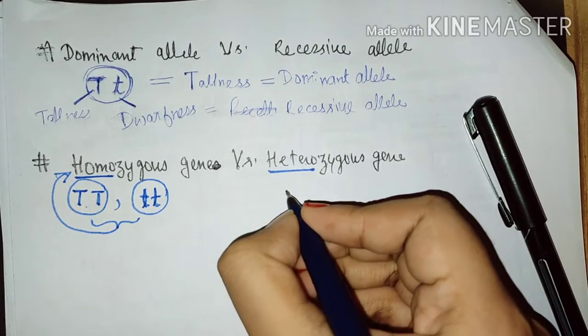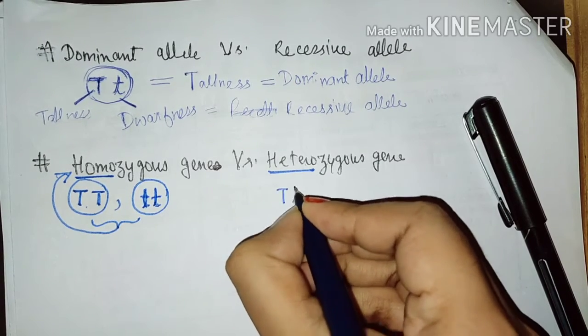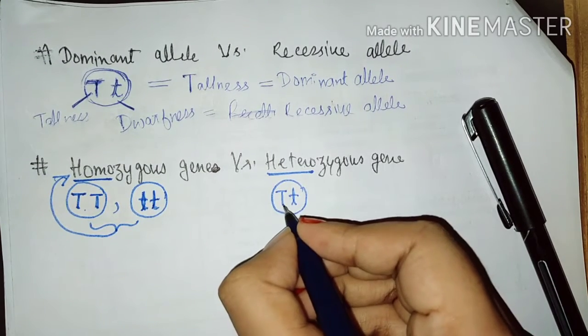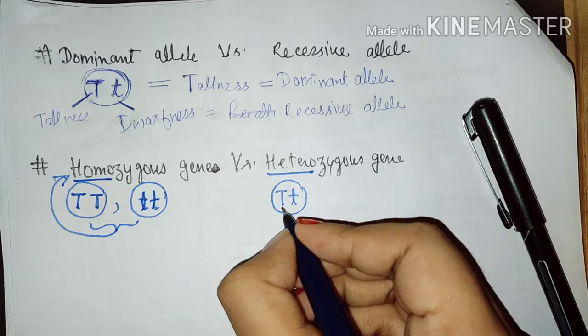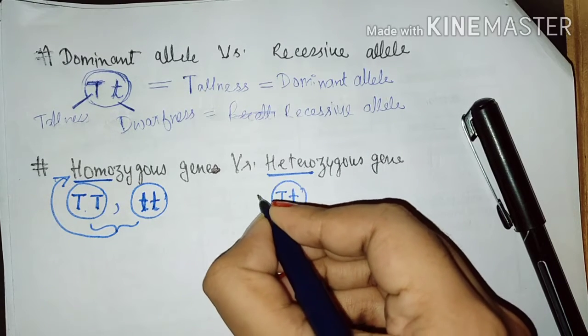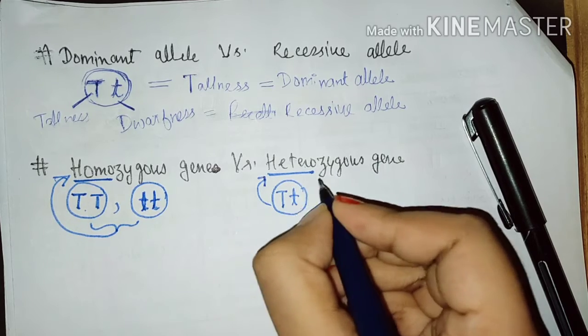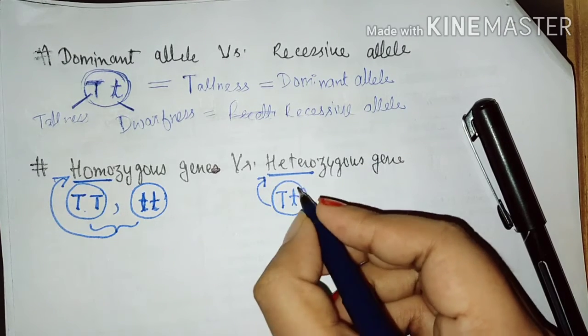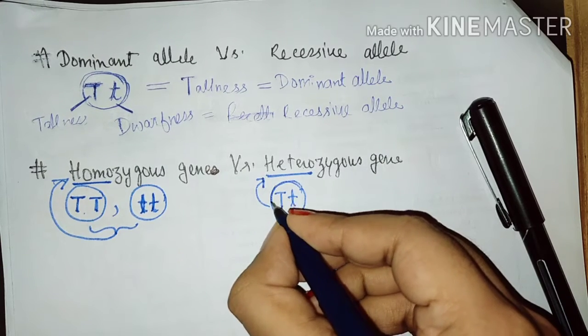Next, for the heterozygous gene, I'll take the same example as above. In this, both the alleles are different. This is capital T, this is small t. Therefore this condition denotes heterozygosity. Therefore this particular gene is the heterozygous gene.